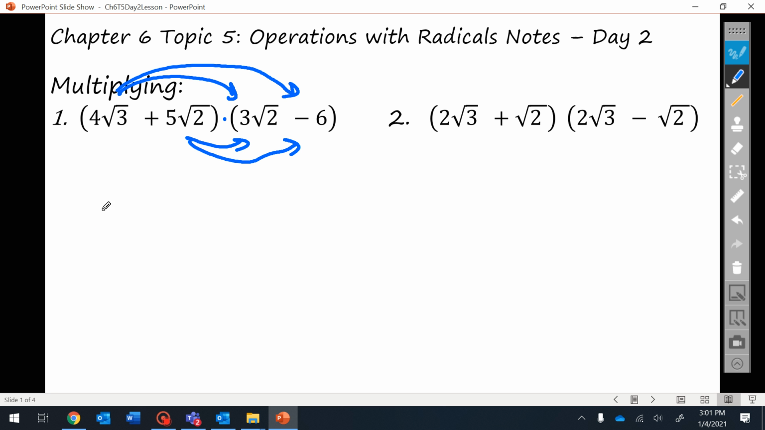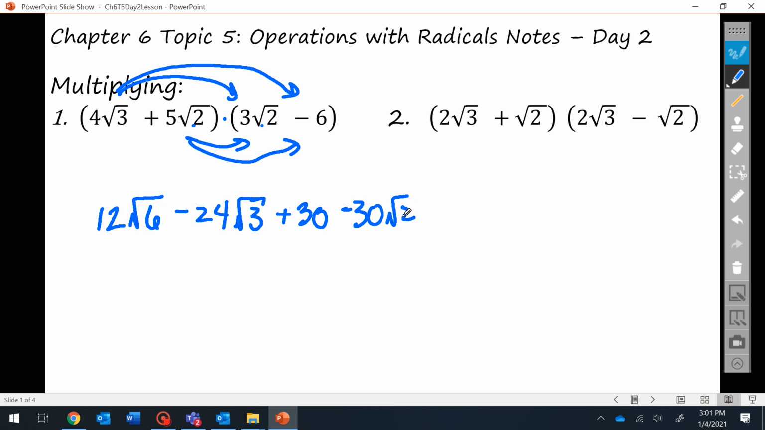So 4 times 3 is 12. Root 3 times root 2 is root 6. For the next one, 4 times 6 is 24, and then we still have the root 3. For the next one, 5 root 2, 3 root 2, so 5 times 3 is 15. But root 2 times root 2 is root 4, which is just 2. So square root 2 times square root 2 is just 2. So it ends up being 5 times 3 times 2, which is 30. And then 5 root 2 times negative 6, which is negative 30 root 2.